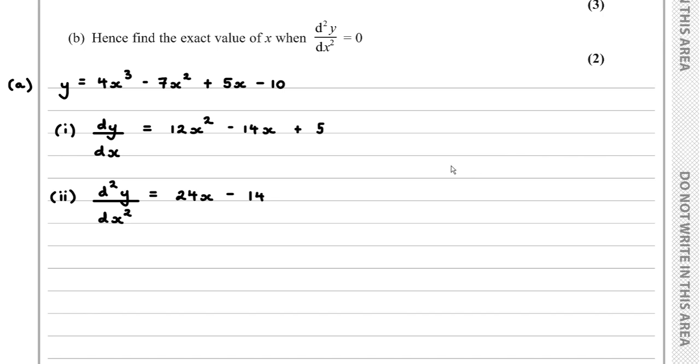Part B. Hence find the exact value of x when d squared y over dx squared equals 0. Well, we know what d squared y over dx squared is. That's 24x subtract 14. And so for part B, we would have to set 24x subtract 14 equal to 0. And solving for x, you will find x equals 7 over 24.